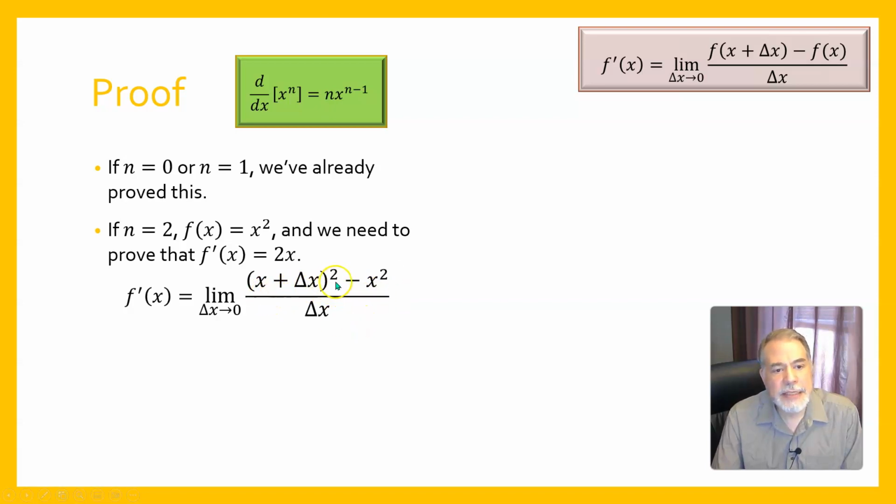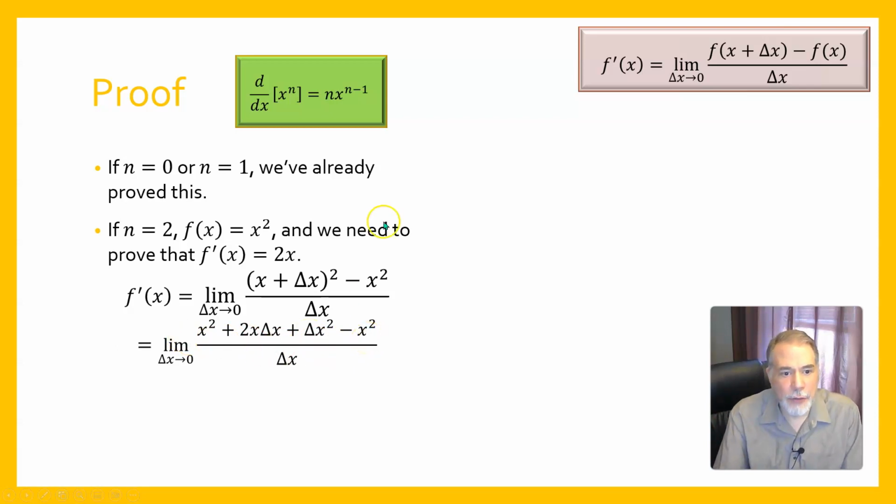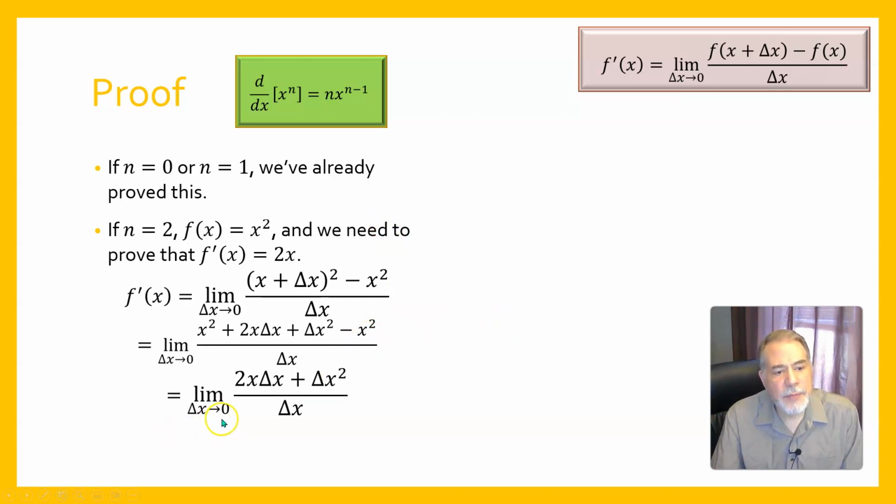Now, if you take that x plus delta x squared and multiply it out, remember what happens when you square a binomial. You take a binomial times itself, you get the first term squared plus 2 times the first term times the second term plus the second term squared. So here that's x squared plus 2x delta x plus delta x squared, and then minus x squared. But of course, this x squared minus this x squared cancel each other out. They add up to 0. So now we just have the limit of 2x delta x plus delta x squared all over delta x.